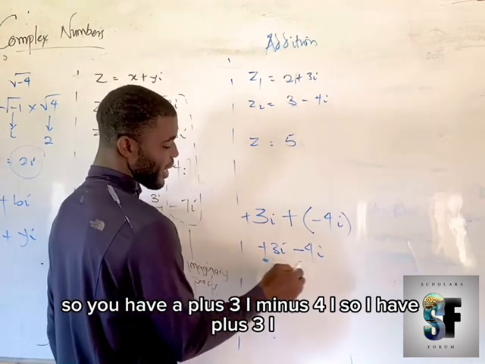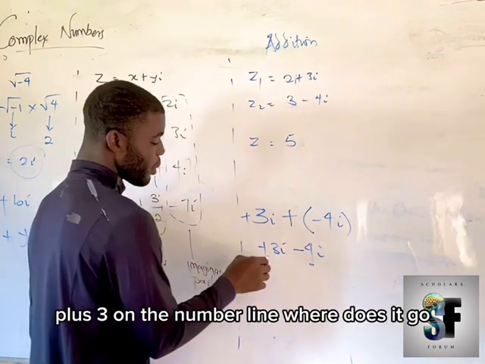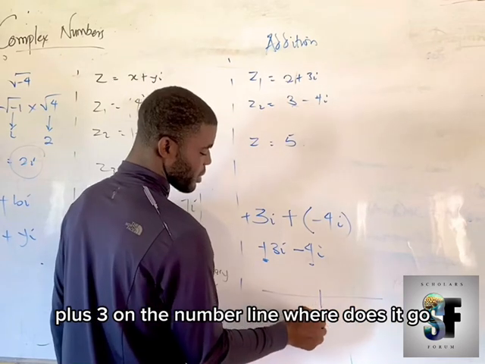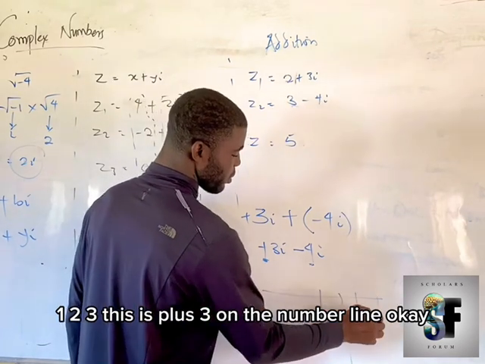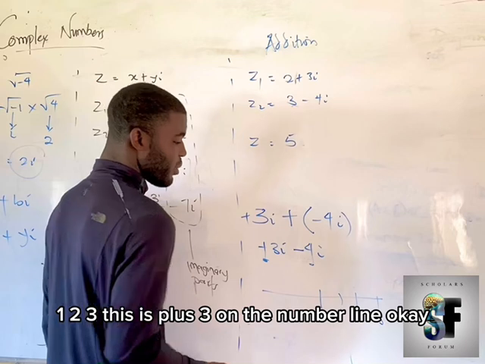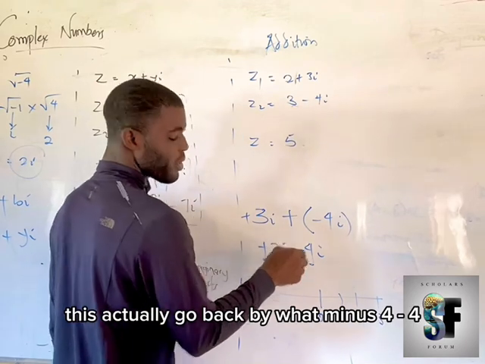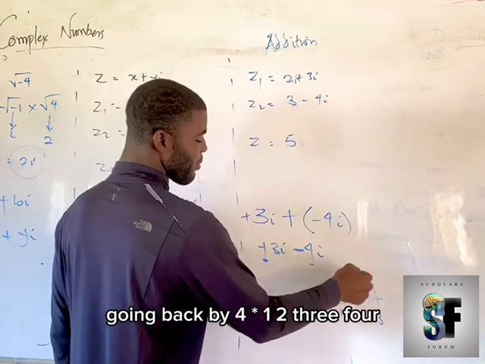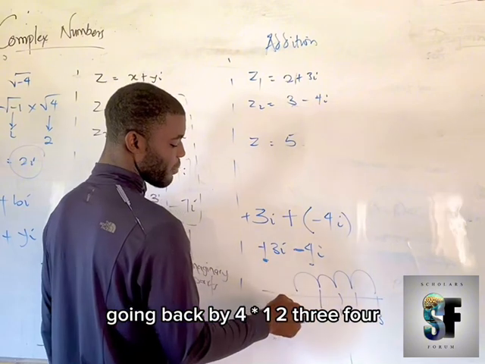So I have plus 3i, I have minus 4i. Okay? Plus 3 on the number line. Where does it go? 1, 2, 3. This is plus 3 on the number line. Okay? Let's actually go back by what? Minus 4. Minus 4, going back by 4 times. 1, 2, 3, 4.